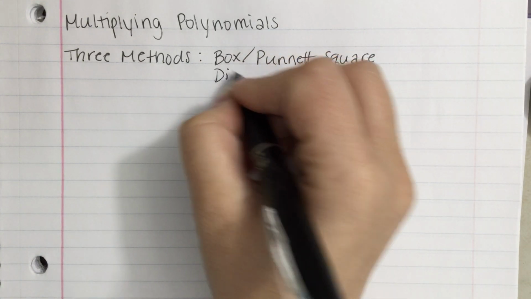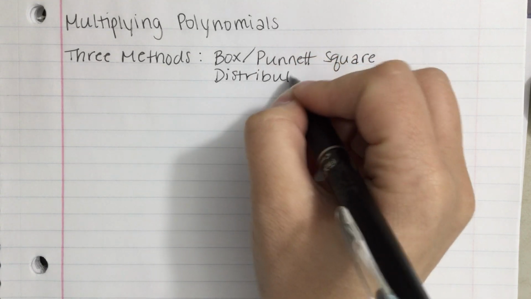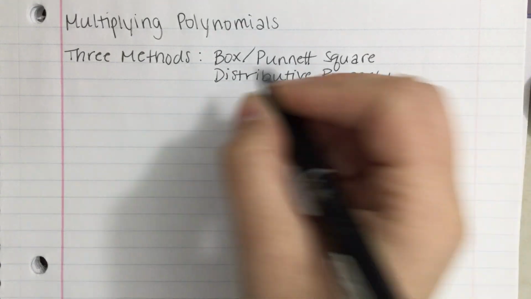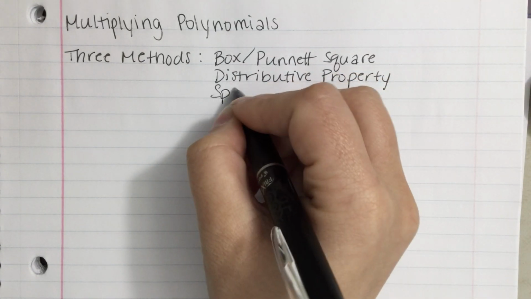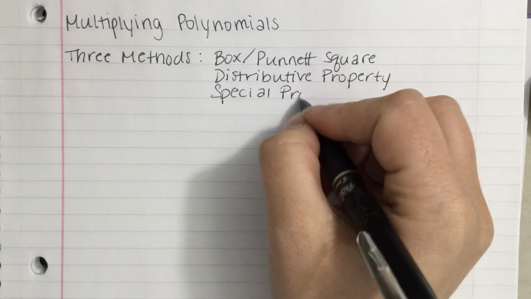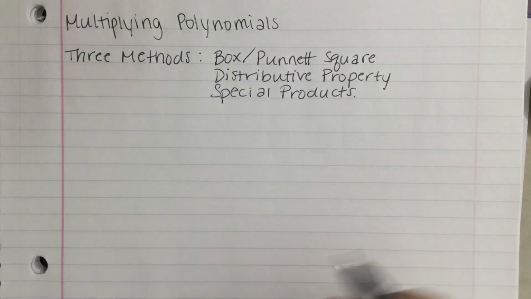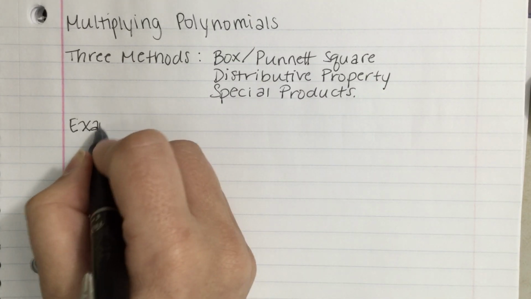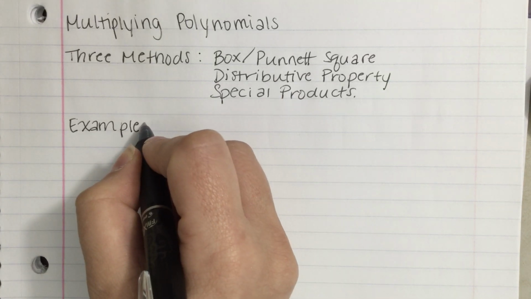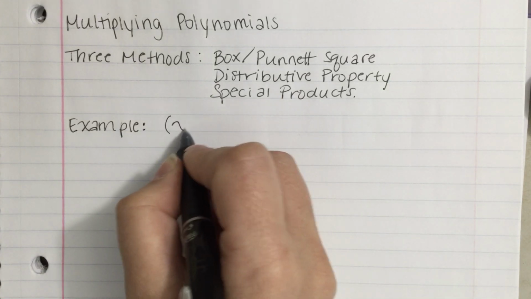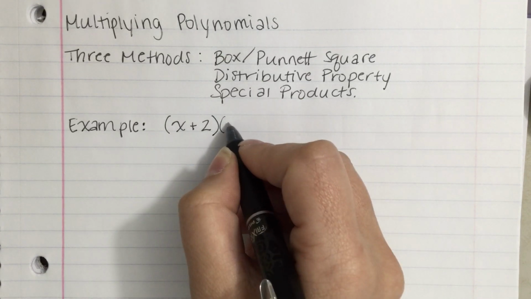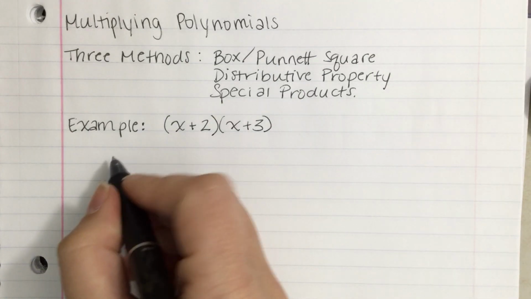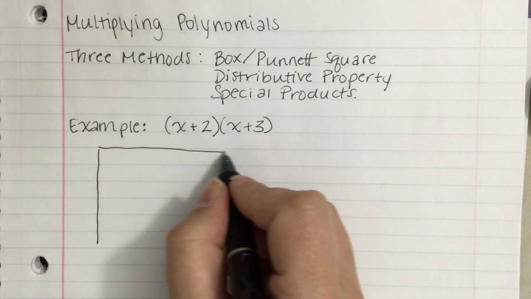The second way is distributive property. And the last way, which we won't actually get to in this video, is the special products. So we are going to start with the box. Okay, in our first example, we're going to do x plus 2 times the quantity of x plus 3. So if we were using the box method, we would draw out our Punnett square.